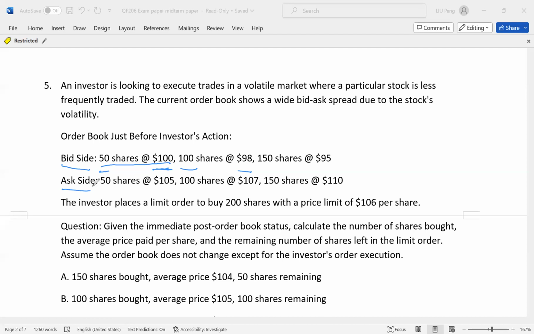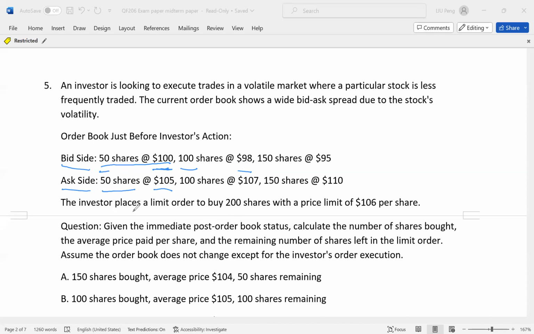For the ask side, we have the best ask, the best selling offer. So 50 shares at 105, etc. Then the price goes up. That's the current snapshot of the limit order book.